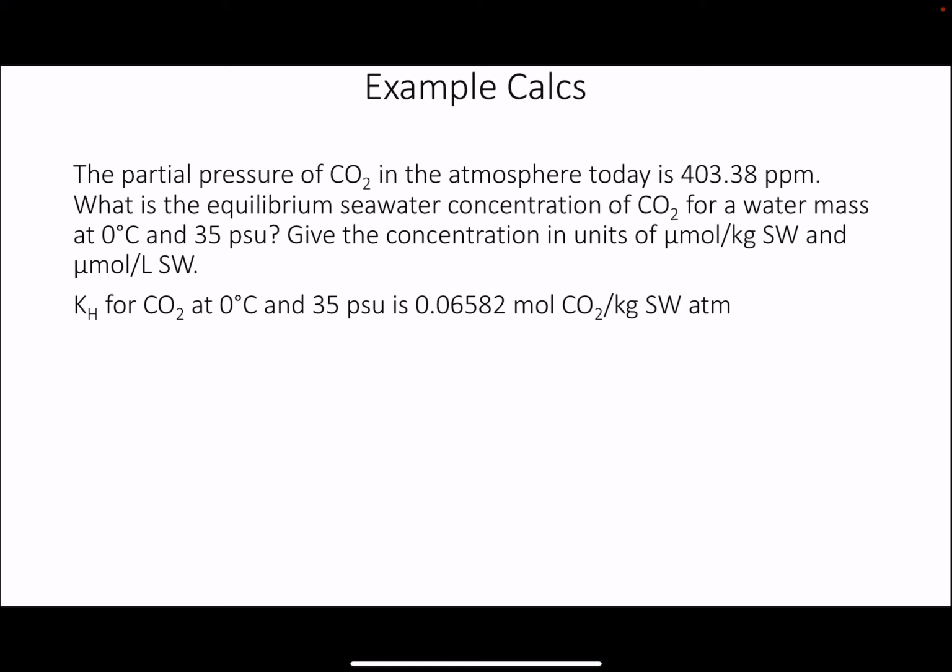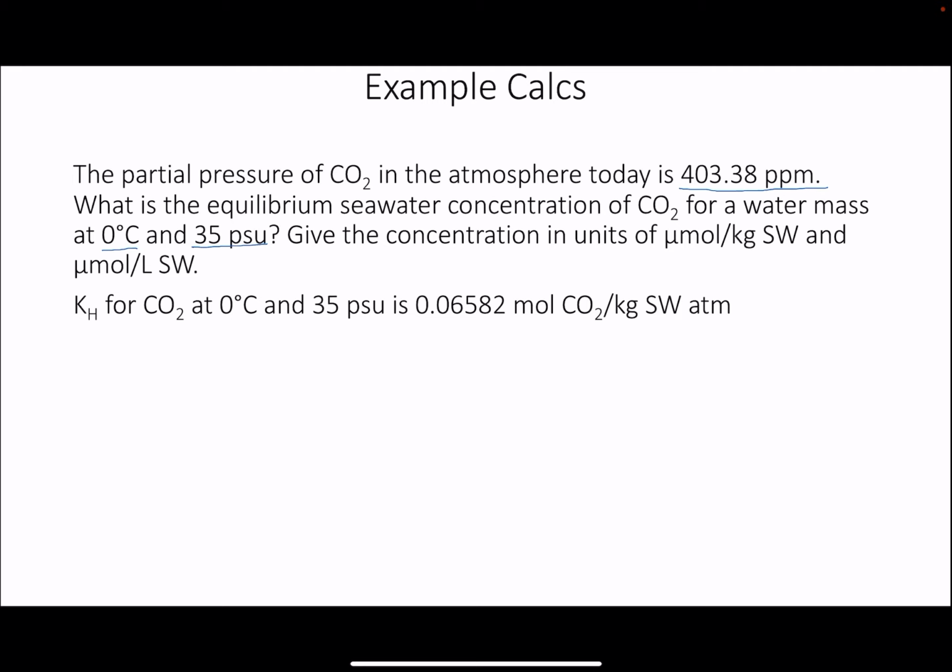Okay, another example. In the previous example, we used a measured and an equilibrium value to determine percent saturation. In this case, we're going to actually determine what the equilibrium value is. So the partial pressure of CO2 in the atmosphere today is roughly 403.4 ppm. It's probably a little bit higher now. So what is the equilibrium seawater concentration of CO2 for a water mass that has these properties, 0 degrees C and 35 salinity? And it asks to give the concentration that you calculate in a couple of different units.